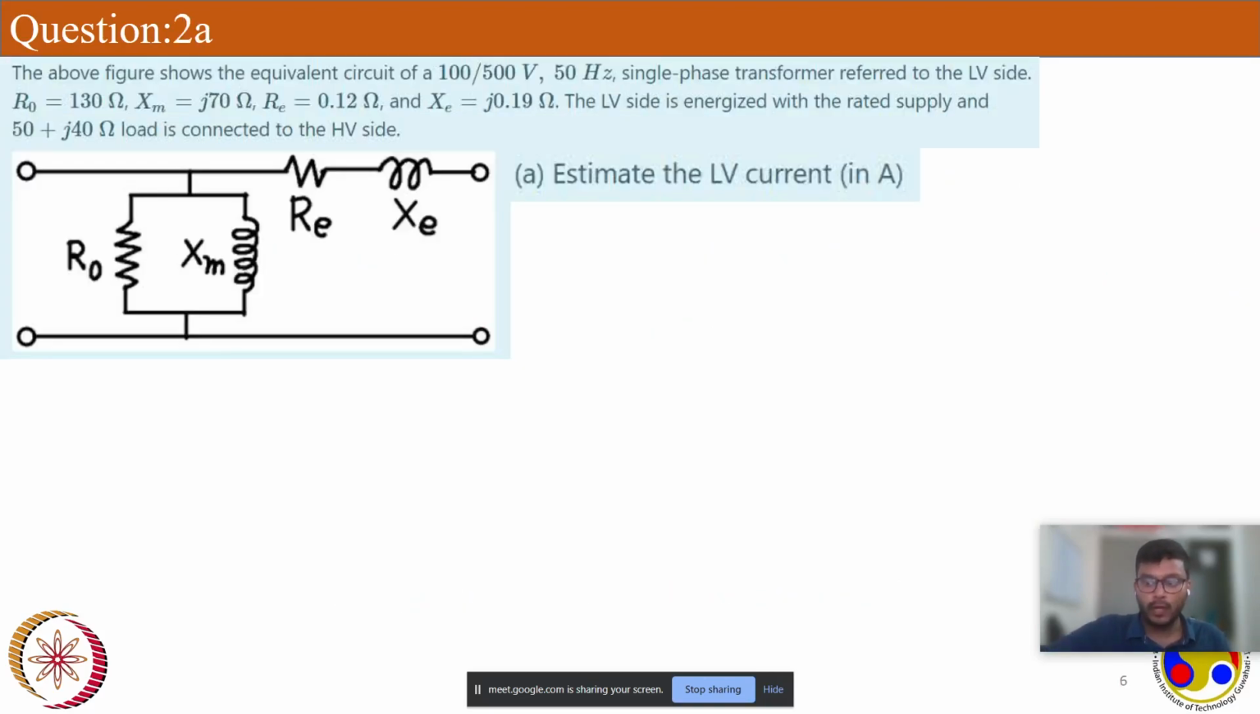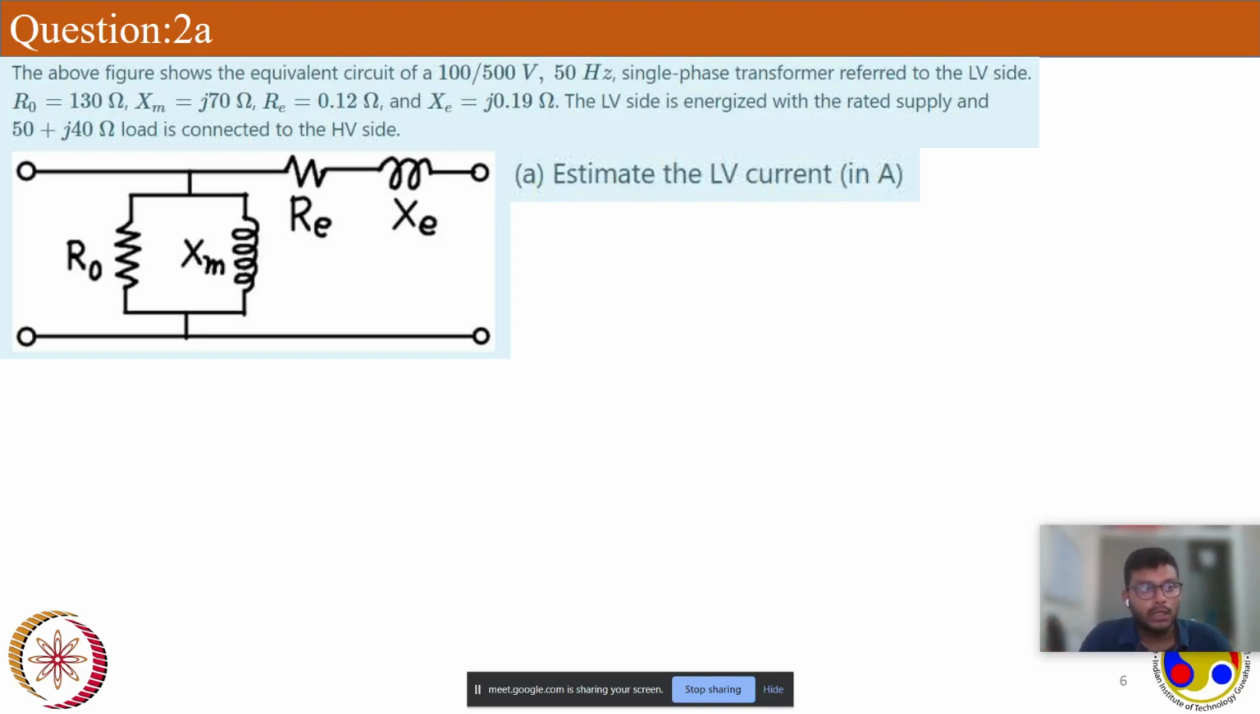Now let's move to a different question. We were given a figure here, an equivalent circuit of a transformer. The transformer rating was given as 100 by 500 volts, a 50 Hz single phase transformer. The entire equivalent circuit has been referred to the low voltage side.